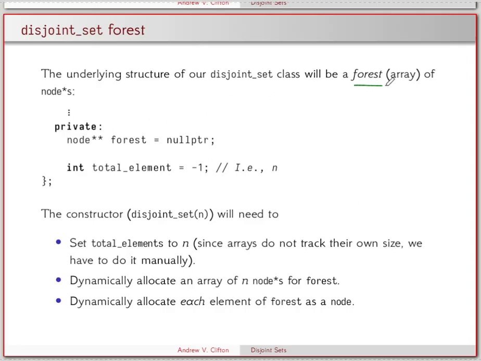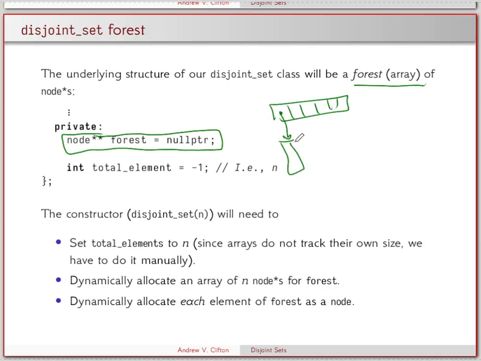We are building a forest of node pointers here. So this double pointer looks a little bit scary, but it's not. What we're going to do is create an array of node pointers, and each node pointer is going to be a pointer to a particular node. So we're not doing anything with double pointers. This is the only place where you will see 2 stars in this entire data structure. The rest of the time we will just deal with regular old node pointers.